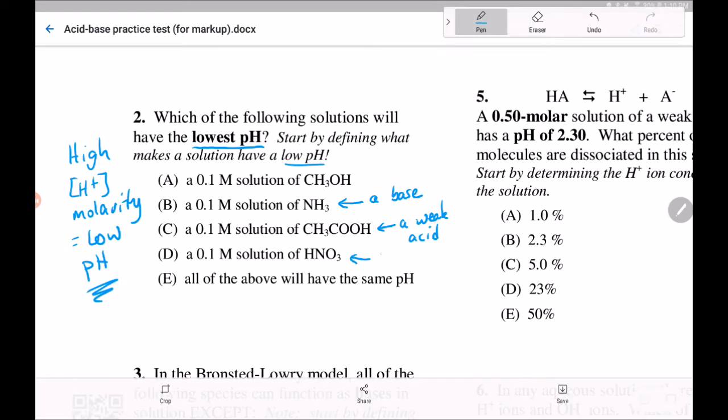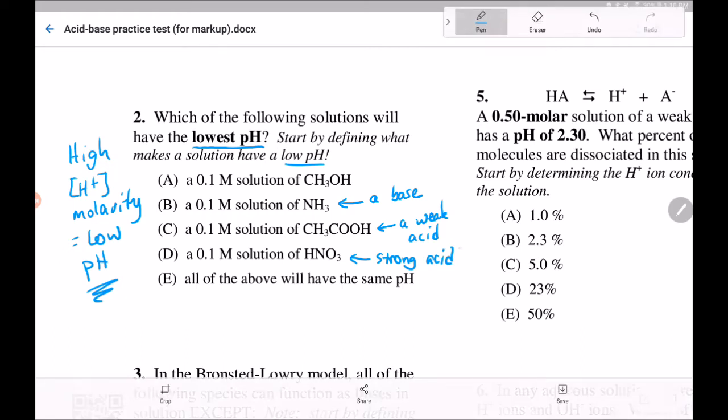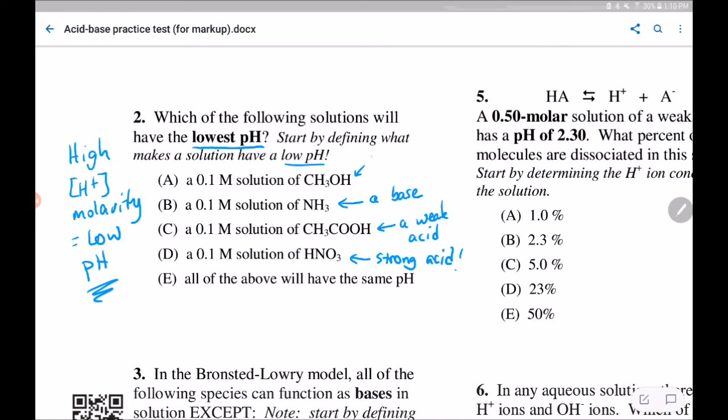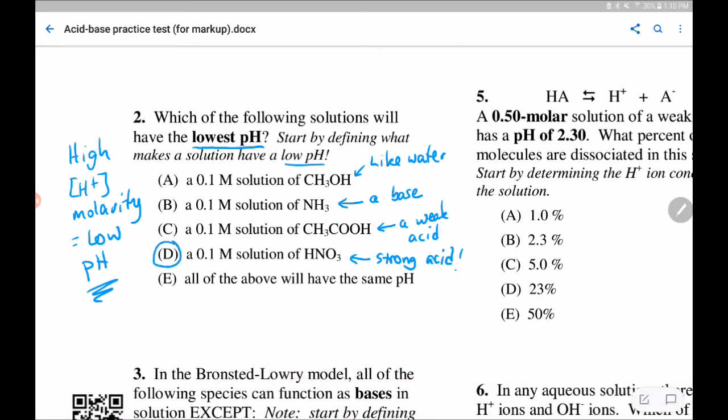You have a list of strong acids. Nitric acid is one of those three strong acids. This one is like water. You can see its structure is very similar to water, and therefore it can be an acid, it can be a base, it's pretty lousy at both. All right, so now the correct answer is going to be D.